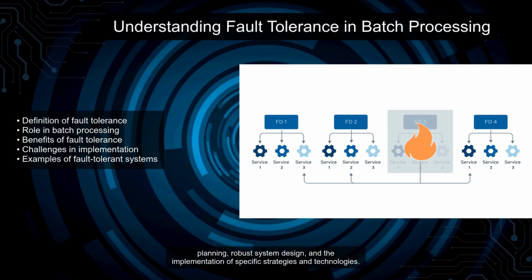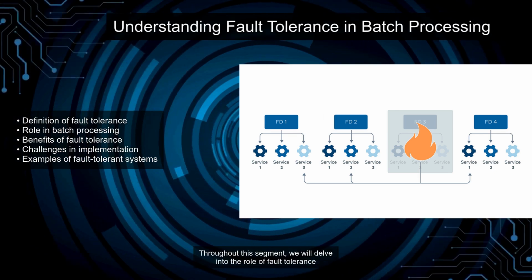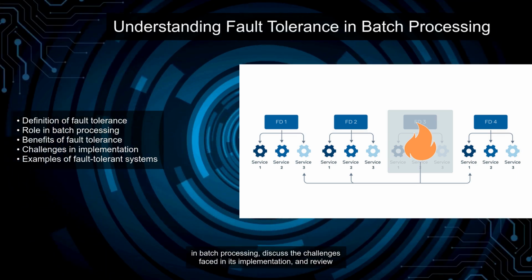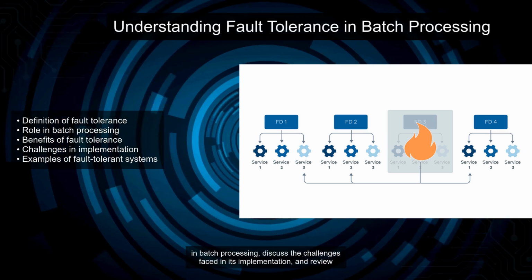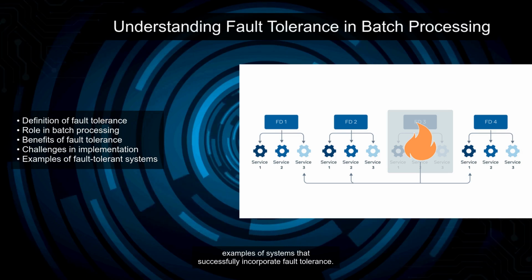However, achieving fault tolerance is not without its challenges. It requires careful planning, robust system design, and the implementation of specific strategies and technologies. Throughout this segment, we will delve into the role of fault tolerance in batch processing, discuss the challenges faced in its implementation, and review examples of systems that successfully incorporate fault tolerance.